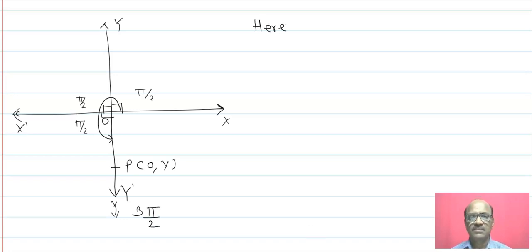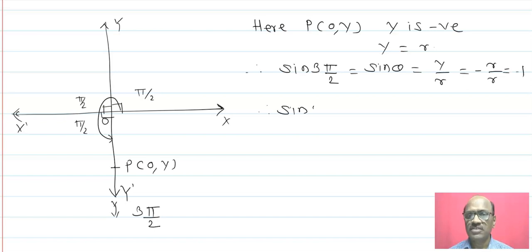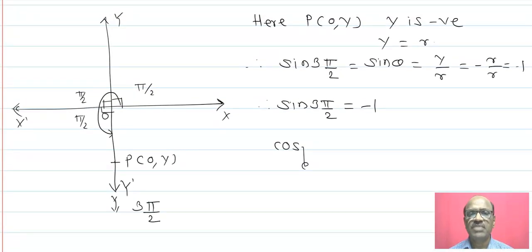Therefore, we'll find out the values of trigonometric functions when theta is equal to 3 pi by 2. Here y is negative, but in magnitude y is equal to r. Therefore, sine of 3 pi by 2, sine theta, is equal to y upon r. That is minus r upon r, that is equal to minus 1. Sine of pi by 2 is 1. Sine of 3 pi by 2 is minus 1.